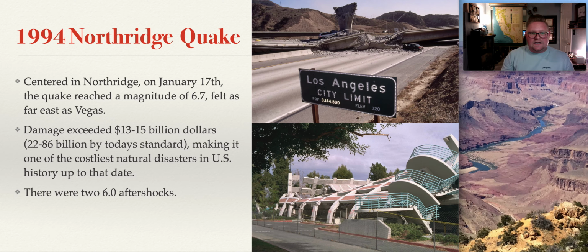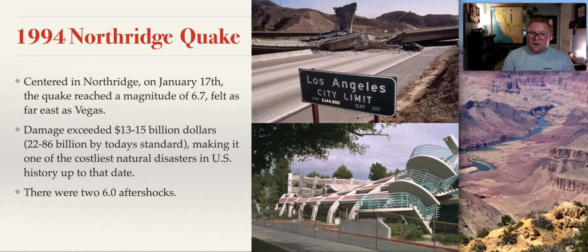So the 1994 Northridge earthquake. I remember this well because I grew up out in Baldwin Park, and we actually moved out in the end of 93, just in time to experience this in Santa Clarita. It was centered near Northridge on January 17th, and it was measured at a magnitude of 6.7, and they felt it as far east as Las Vegas. Now, the damage from this earthquake was between 13 and 15 billion dollars, by today's value of money about 22 to 86 billion. There's some variations.